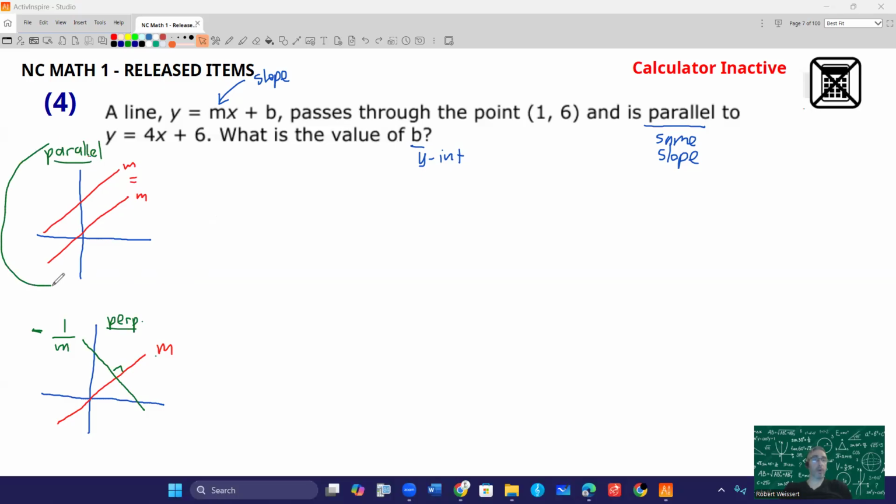Now, since we're dealing with parallel lines, we're going to be dealing with this, but you may have other questions in this set of problems that involve perpendicular lines. So now that we have that out of the way, we got to throw some things into the equation. We're going to start with y equals mx plus b.